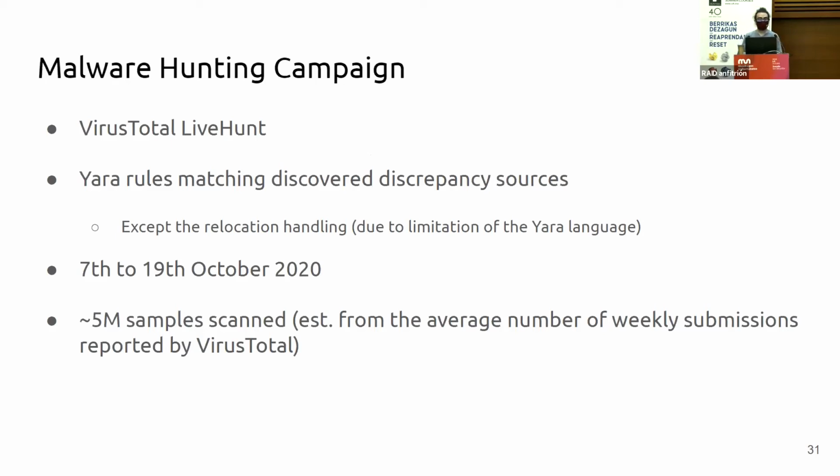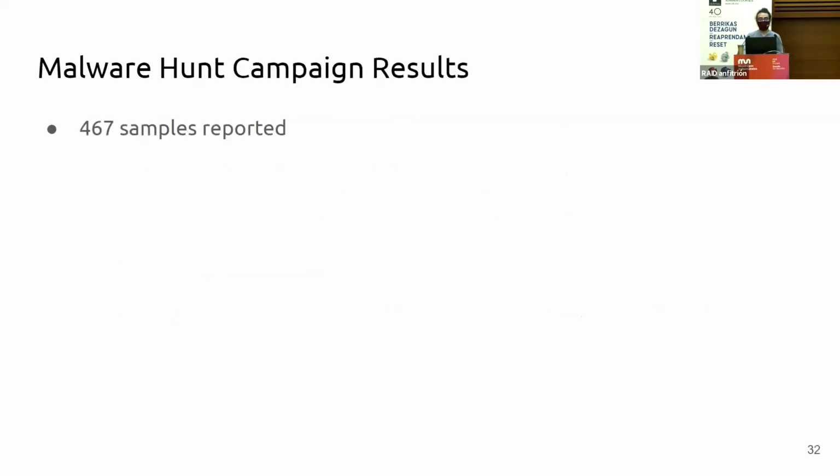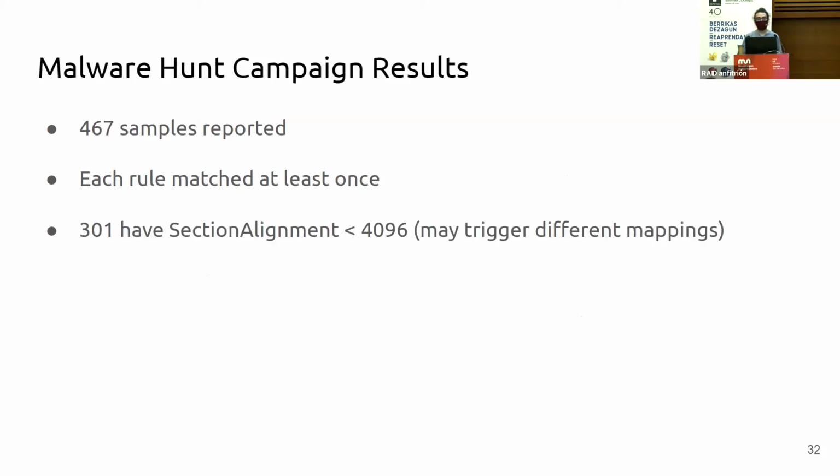We ran this campaign from the 7th to the 19th of October 2020, and we estimate to have scanned something around 5 million samples, estimated from the average number of weekly submissions reported by VirusTotal. We were prompted with 467 samples that matched at least one of the rules. And it's important to highlight that all the rules that we wrote matched at least one sample. The most prominent one was the one about the section alignment, with 301 samples that potentially may trigger different mappings in the tools that we considered.